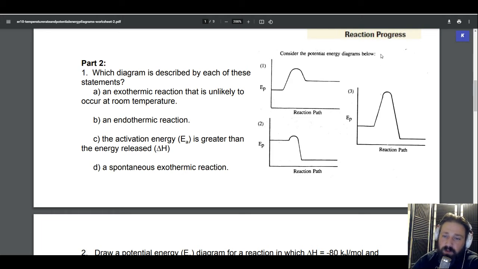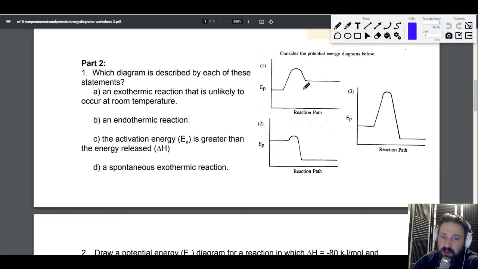So exothermic, right off the bat, you know that number 1 cannot be it. Number 1 is gaining energy. So can't be number 1. Number 2 and number 3, though, are both losing energy. So that means that it's exothermic. Which one is unlikely to occur at room temp?